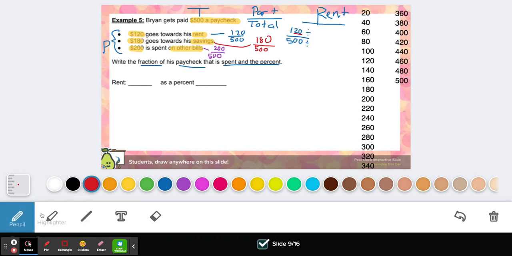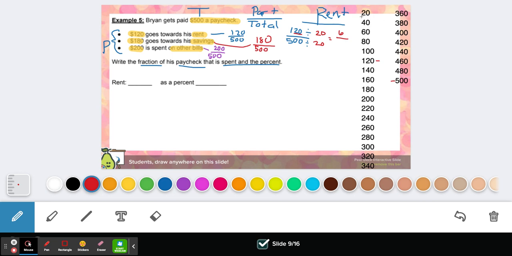This is what we're going to do next. So I see that 20 can go into 120 and it can go into 500. So I'm going to divide both of these by 20. Here it goes in 1, 2, 3, 4, 5, 6. 6 times, and it goes into 500.